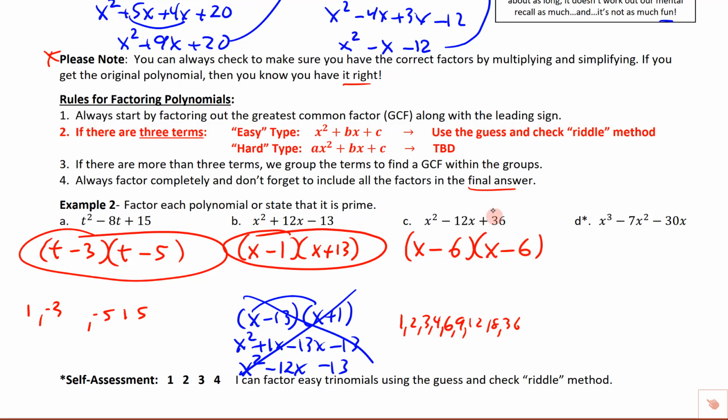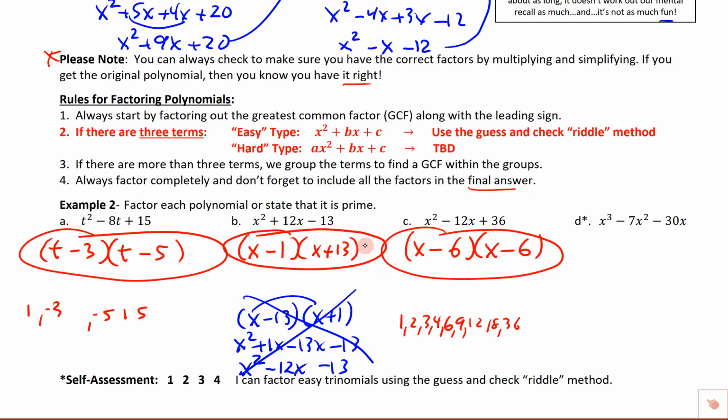-6 times -6 would be positive 36. So remember, we needed some numbers that multiplied to be positive 36 that combined to be -12. -6 and -6 would work because they multiply to be a positive 36 and they combine to be a -12. So that is your answer right there. A little bit unique that it's the same number.